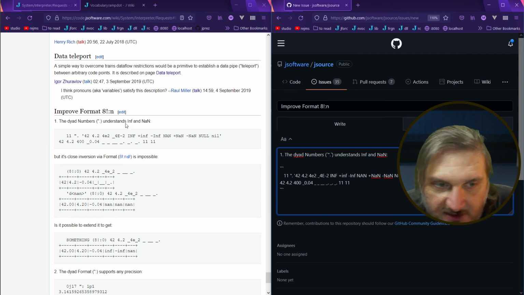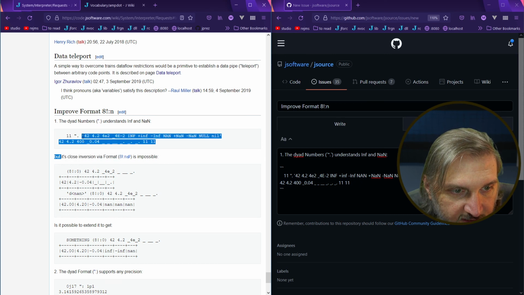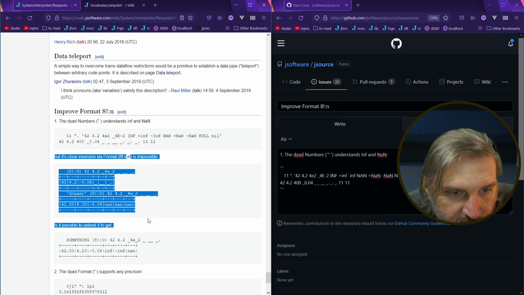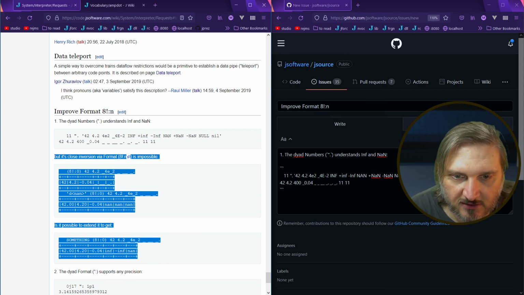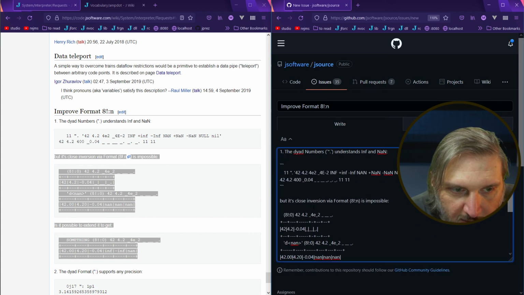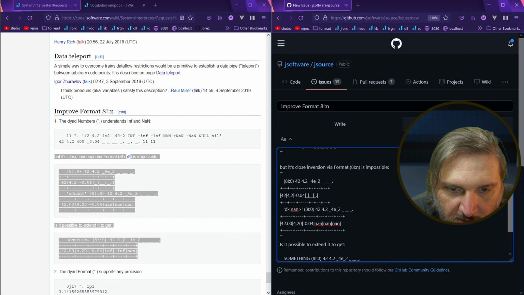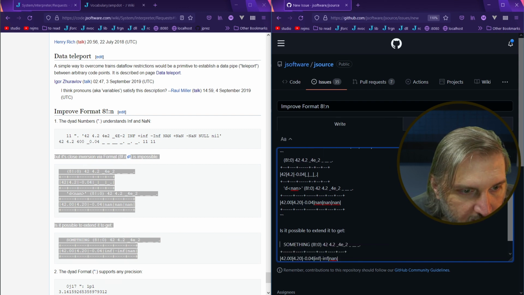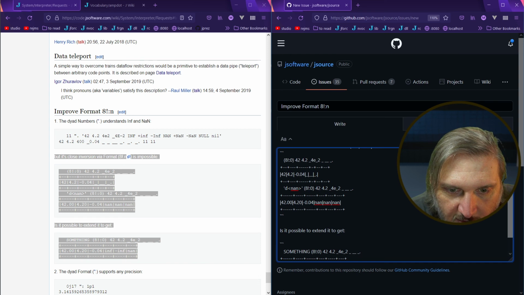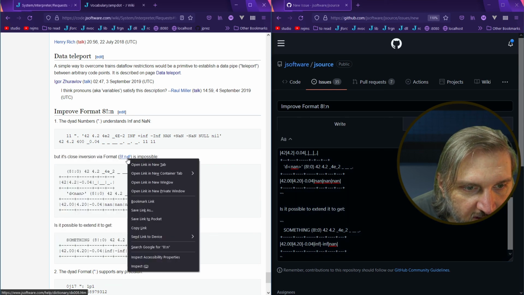The dyad numbers, okay, so it understands infinity and not a number, but its close inversion via format is impossible. Is it possible to extend it to get blah, blah, blah? Sure. All things are possible. But that doesn't mean all things are good ideas. Not that I have a value judgment on this particular thing. I'm just saying all things. I guess many things are not possible, so I retract my statement.